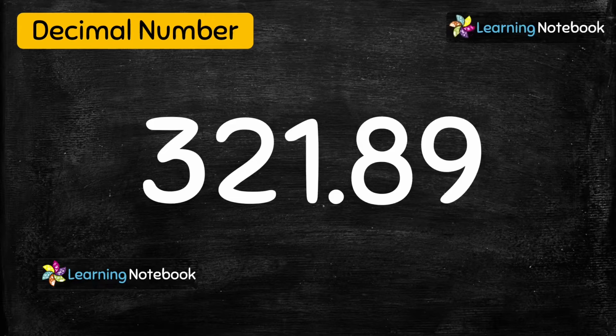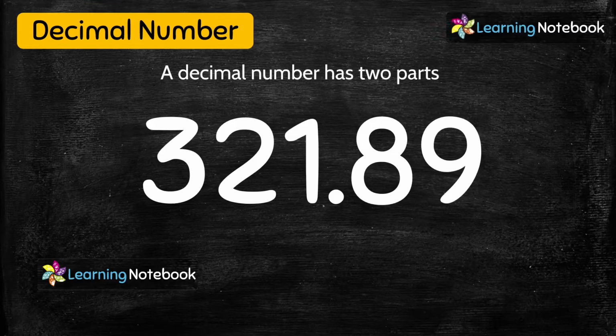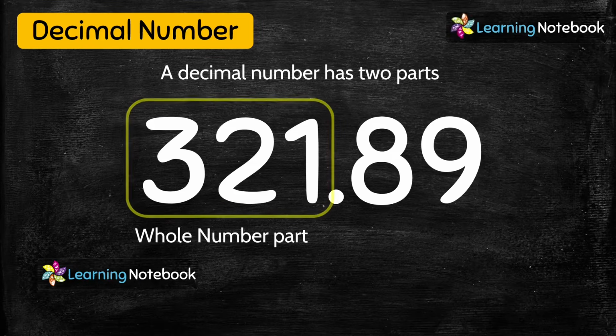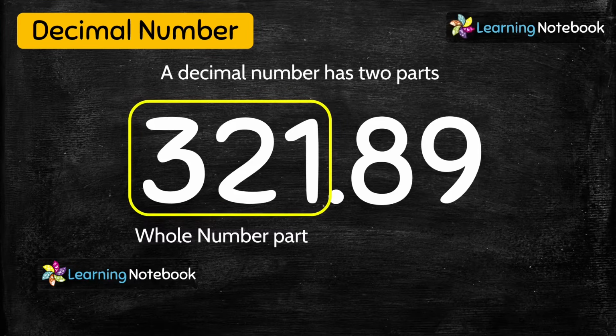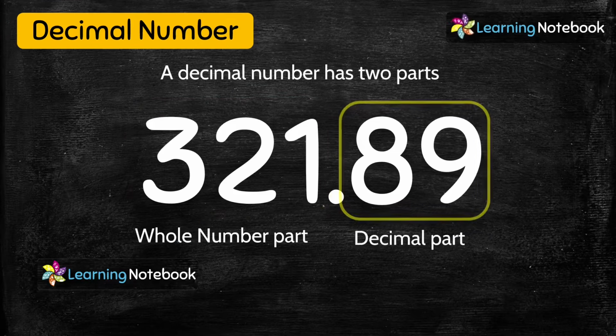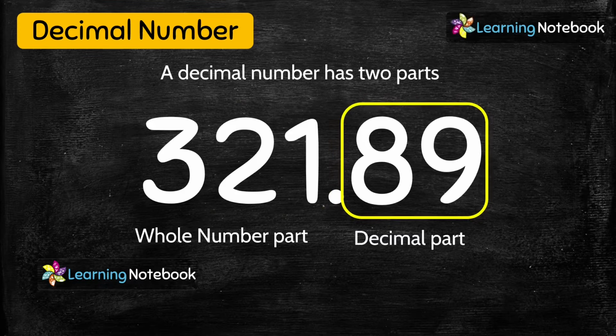Let's see one more example. We have a decimal number 321.89. As I told you, a decimal number has two parts. So here 321 is the whole number part and 89 is the decimal part, and both of them are being separated by a decimal point.